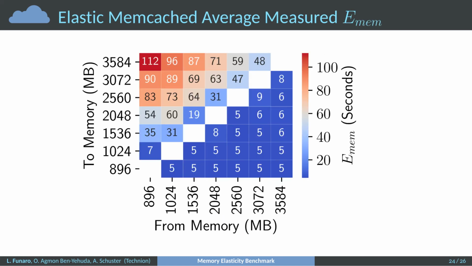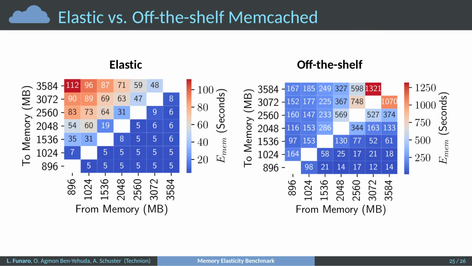Going back to our memcached example, we can see here the measured emem of the elastic memcached for each memory transition. The bottom right part of this heat map is for memory reduction, and the upper left part is for memory addition. This shows that our elastic memcached can release memory effectively when needed, and can fill up its caches fast enough to be useful. We also measured the off-the-shelf memcached by restarting it on each memory change. Since shorter emem values are considered better, we can clearly see that our modification significantly improves the memory elasticity of memcached.